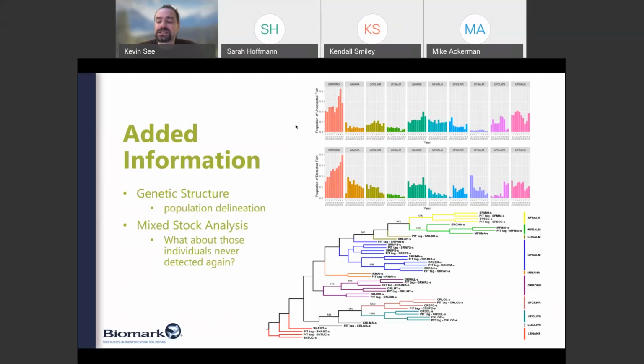The genetic information at Lower Granite might help tell us about where those fish that are never detected using PIT tags might have been headed. And that could help in a run reconstruction type framework, provide some additional information for managers.